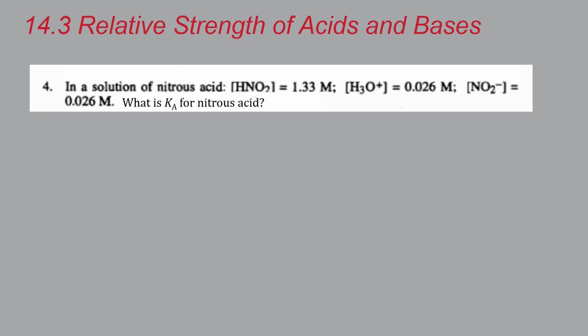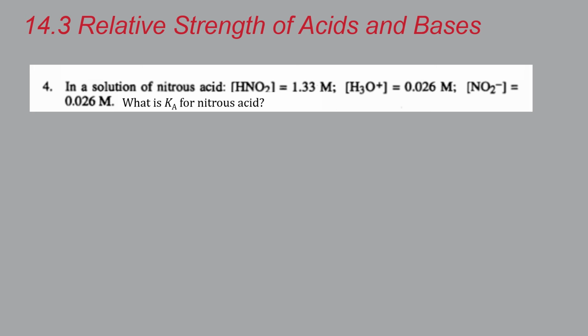All right, so let's do an example for this. So this is straight from the group activity that I would have had planned for you all today. So a solution of nitrous acid, HNO2, the HNO2 concentration is 1.33 molar. The hydronium concentration is 0.026 molar, as is the nitrite concentration. So what's the Ka for nitrous acid?